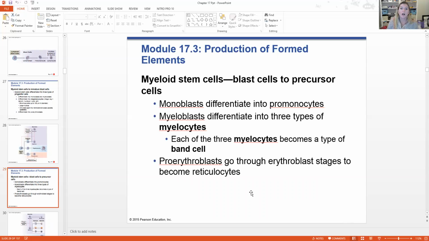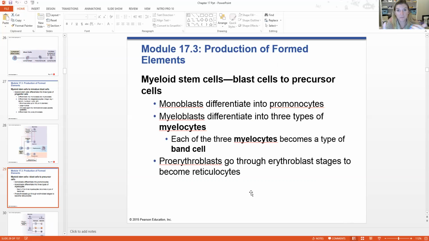So these myeloid stem cells, basically, as you saw in that last slide, they can be monoblasts. Monoblasts differentiate into pro-monoblasts. Myeloblasts differentiate into 3 different types of myelocytes. These myelocytes are going to become a type of band cell.